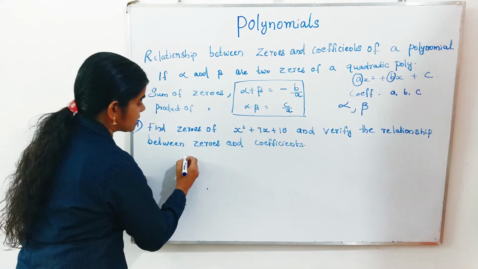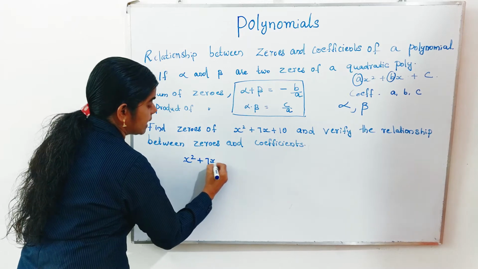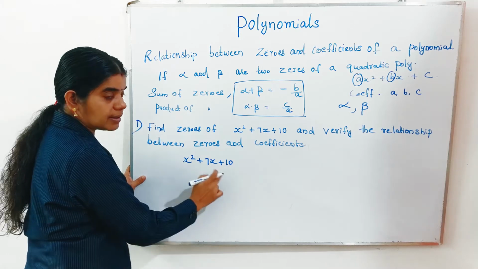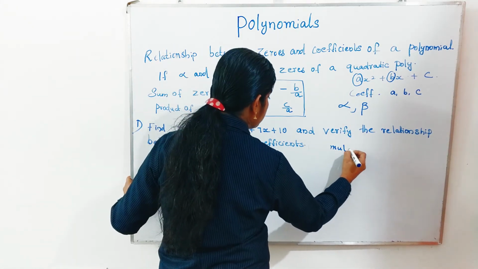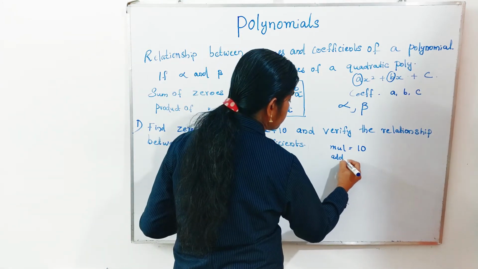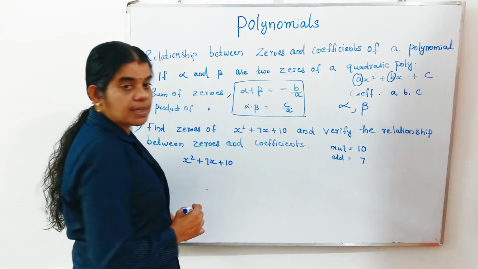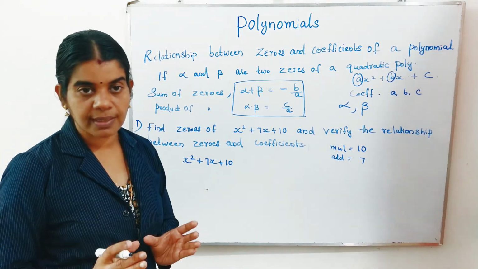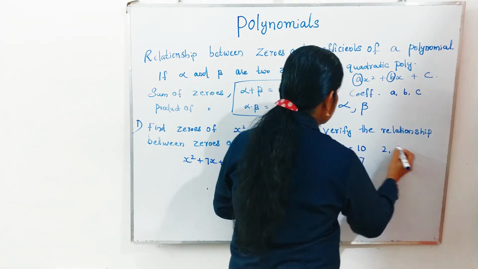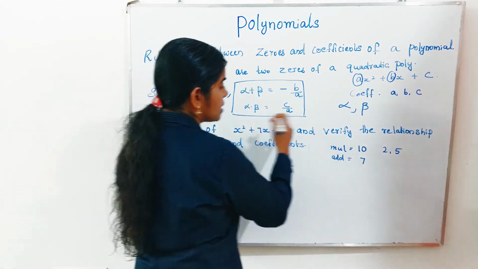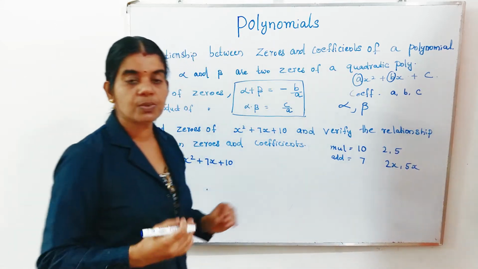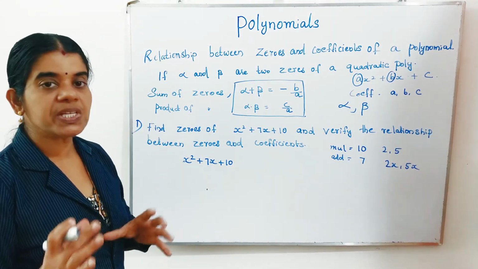Then x square plus 7x plus 10. Multiplying, here the coefficient 1 into 10 you are getting 10. Multiplying you want to get 10, adding you want to get the middle number, that is 7. So what are the numbers? 2 into 5 you are getting 10, 2 plus 5 you are getting 7. So the numbers will be 2, 5. Here the middle term is 7x, so we will write 2x, 5x. Then 2x plus 5x also you are getting 7x. So we are splitting the middle term.